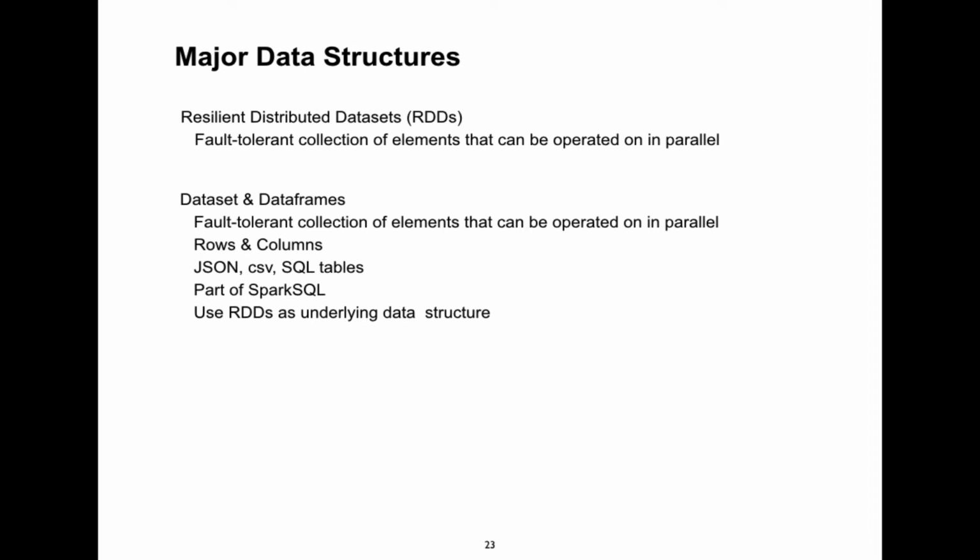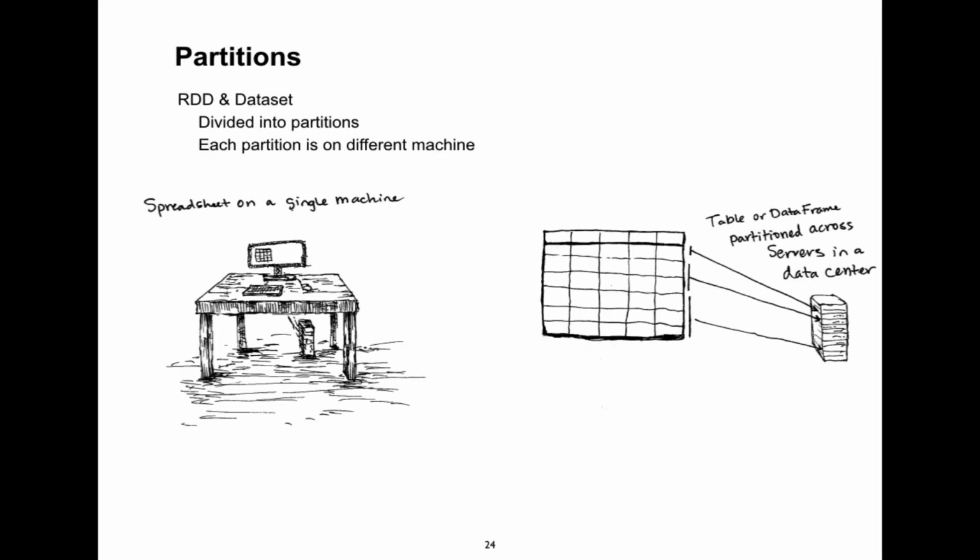And so the big data structure: old Spark has RDDs, new Spark we've got datasets and DataFrames. And DataFrames have rows and columns and have labels, just like the Pandas DataFrames. And so the RDD divides your data into partitions, and each partition is going to run on a different machine.